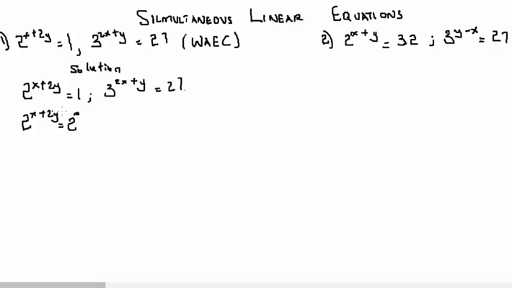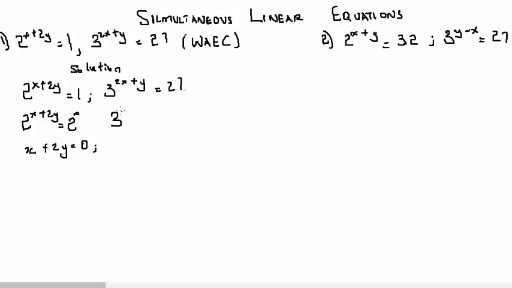Now, I can equate the exponentials since I have them in the same base. So I have x plus 2y is equals to 0. Now, let's go to the other side of the equation. I have 3 raised to power 2x plus y is equals to 27. I have to also make this appear in the same base.